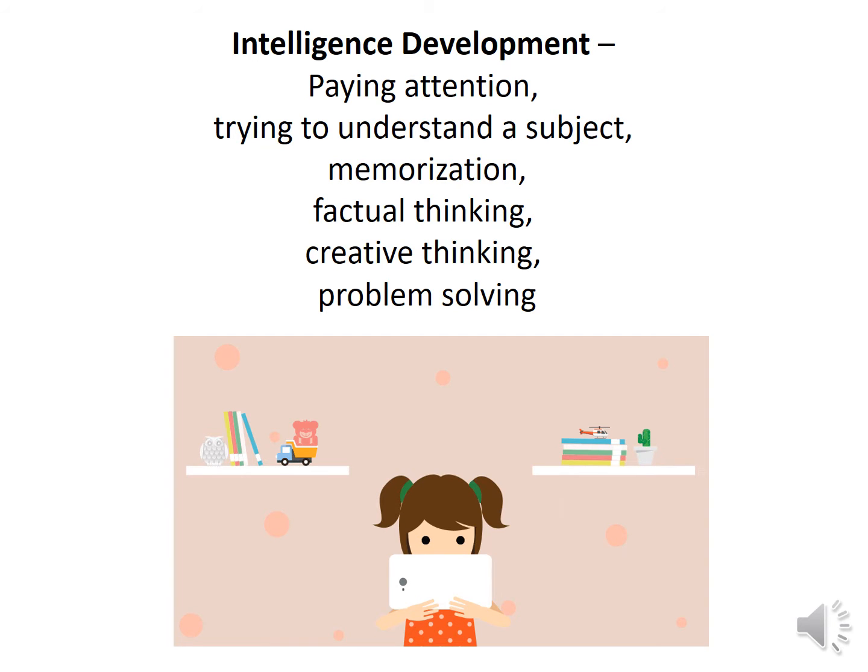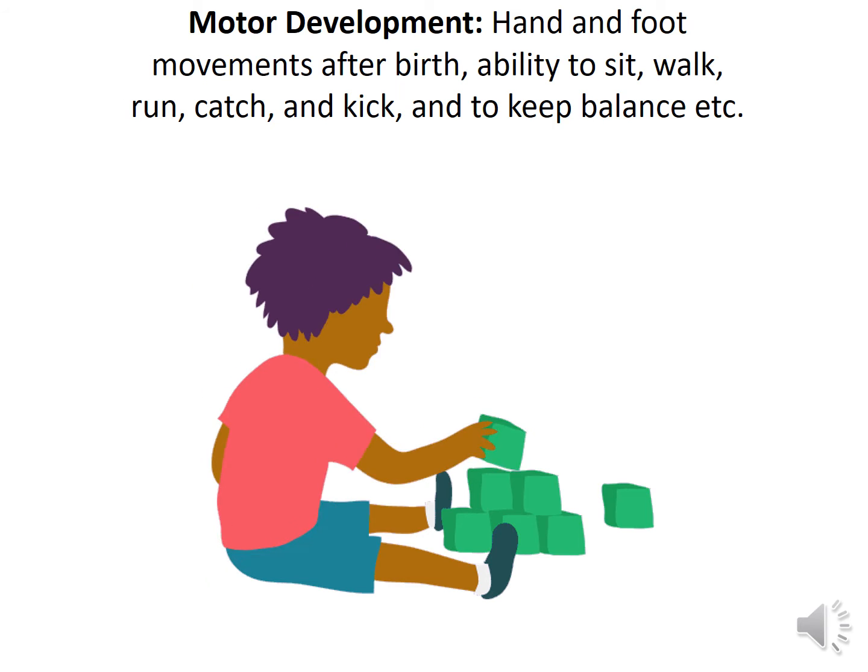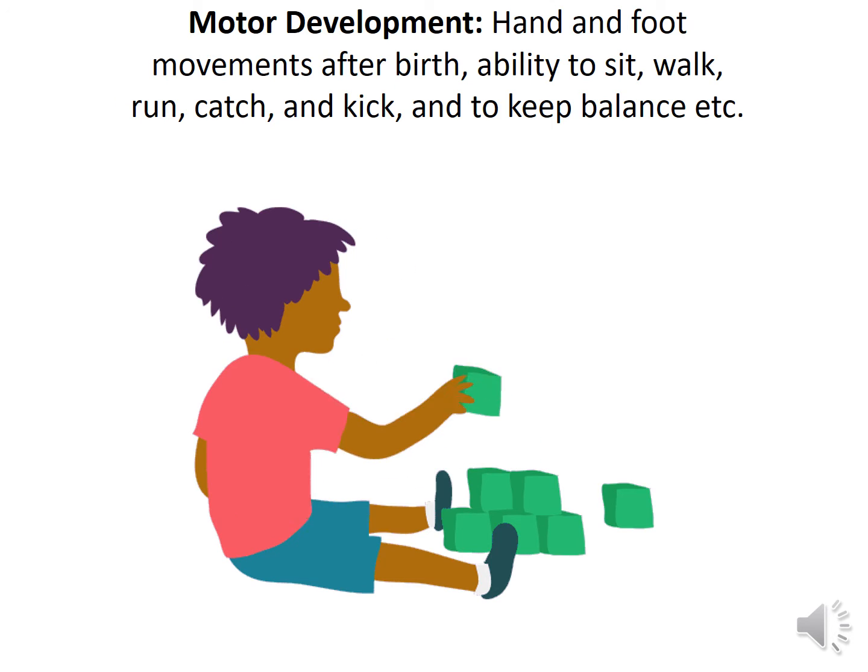Now the intelligence development. These are some attributes like paying attention, trying to understand a subject, memorization, factual thinking, creative thinking, problem solving. These are the intelligence development of children. Motor development is basically the activities and movements of hand and foot. Right after birth we see that gradually a child is able to stand, sit, walk, run, etc. These are the motor development where the hand and foot move and perform.